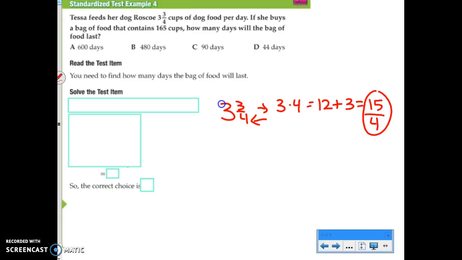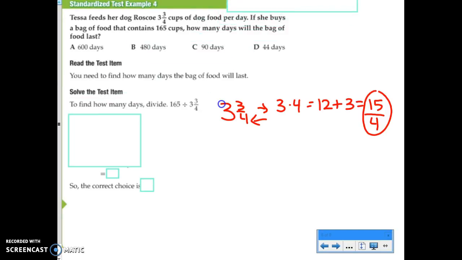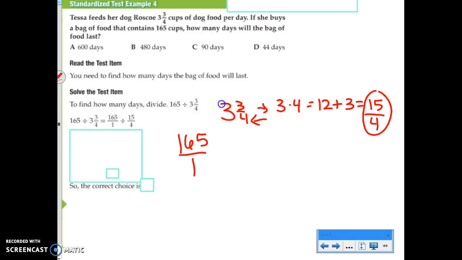It says if she buys a bag of food that contains 165 cups, how many days will the bag of food last? We know that we have to divide 165 by 3 3/4, and now we already converted it to 15/4, and then they take 165. Remember, set that over 1, so I have 165 over 1, and I know that I don't divide fractions. Instead, I do what? I multiply by the reciprocal. So I take this and I find the reciprocal, which gives me 4/15.